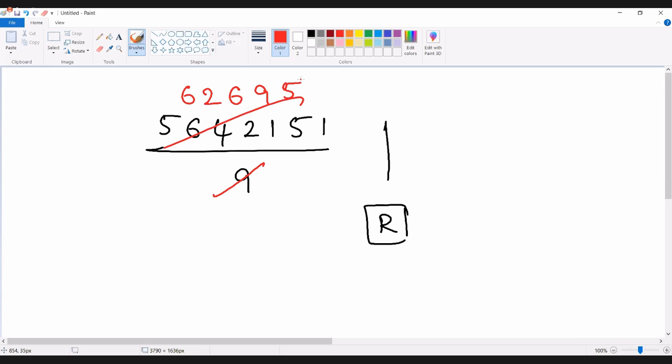So overall, what is the remainder? The remainder is going to be 6. So like that, we can say the remainder is 6. But doing this is taking time. Instead of that, we can use another approach.